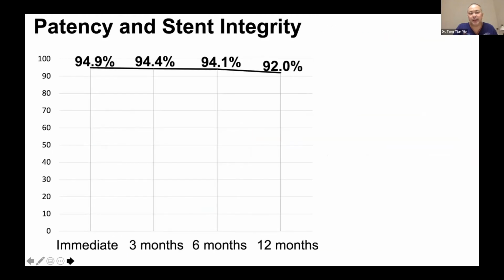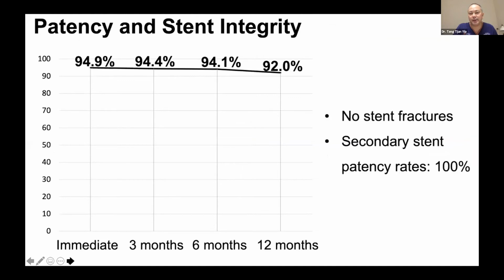So in terms of stent patency and stent integrity for these patients, there were no stent fractures with the Venovo, in keeping with the VERNACULAR trial at 2 years.